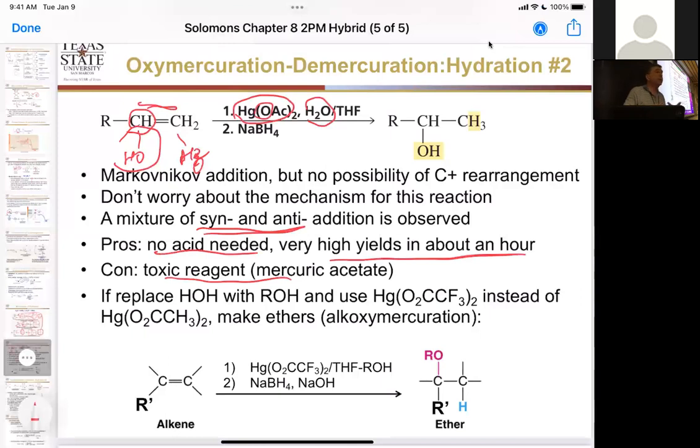The big thing about this, and how it's different from the acid catalyzed one, is that the acid catalyzed one can rearrange and form the more stable carbocation. This one can't rearrange. It's going to go just where your alkene was, so you're very selective about where it is. So this is a regioselective reaction without rearrangement.